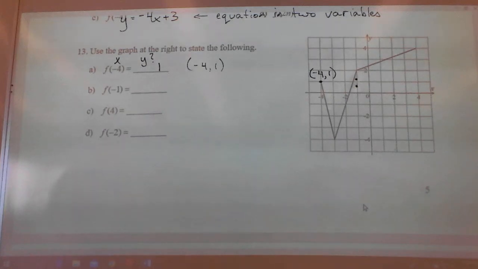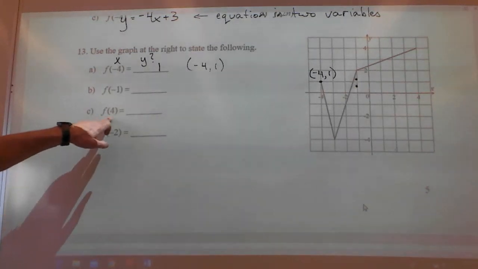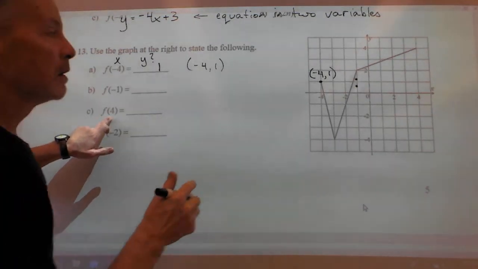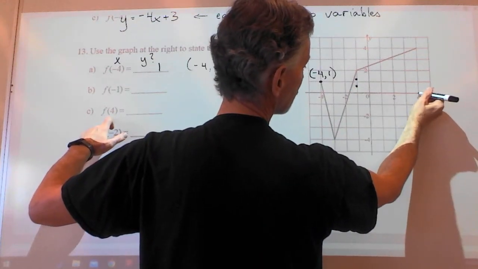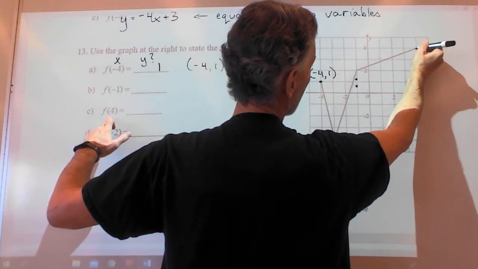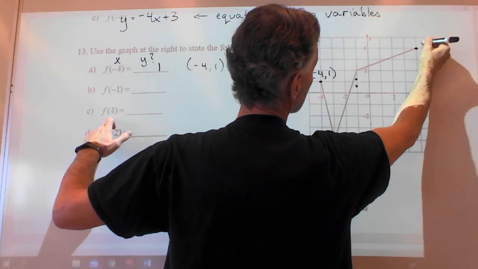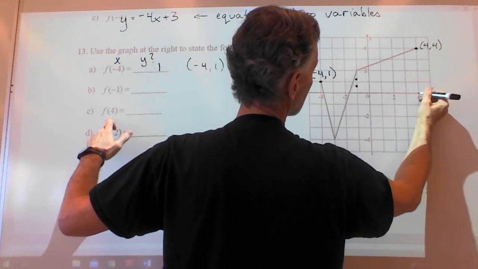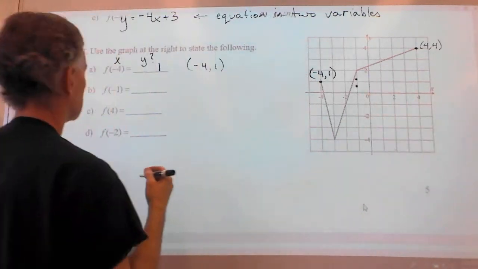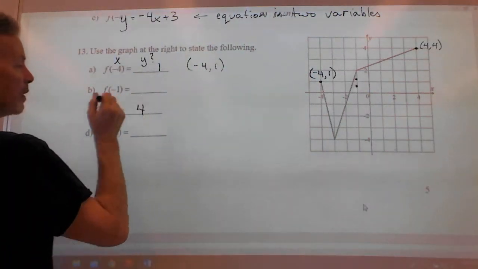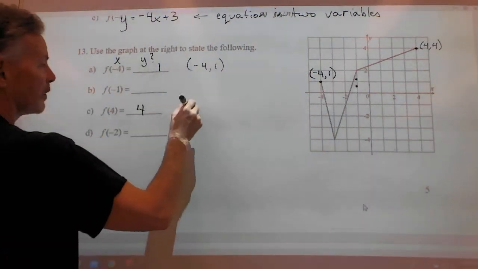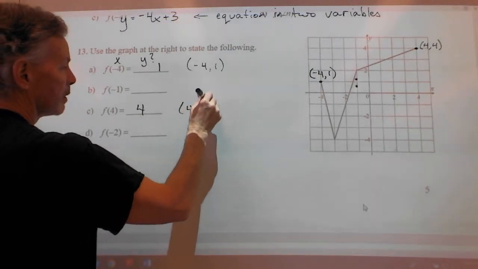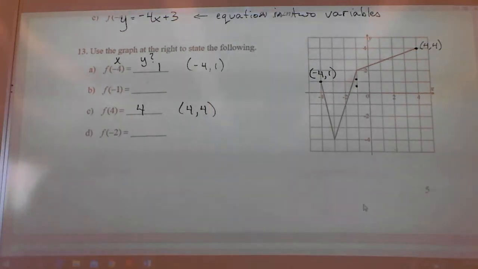Okay, we'll just do one more. How about positive 4? When x is positive 4, y is right here, and you get the ordered pair. X is 4, y is 4. So f of 4 equals 4, resulting in the ordered pair 4 and 4. Okay?